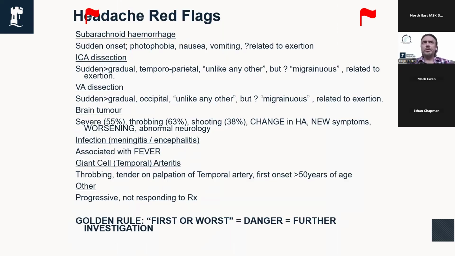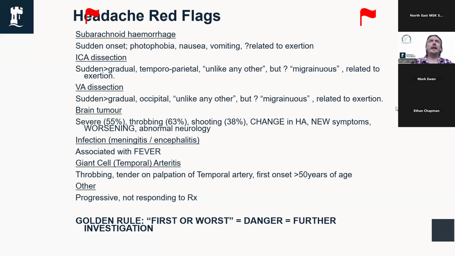Just a note on headache red flags. If you remember just one thing from the whole of the talk, because this actually applies to everything, the golden rule at the bottom there, if this is the first or worst episode of headache or neck pain, that is danger. And just even on that alone, do it. So if somebody's never had a headache before, that's a red flag. If it's the worst episode of headache people have had, that's a red flag.